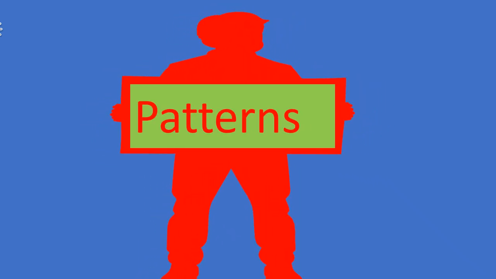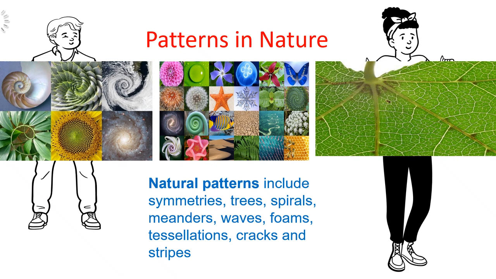In today's lesson, we are going to look at patterns. Patterns are found in nature, and of course, natural patterns include symmetries. We look at trees, spirals, meanders, waves, foams, tessellations, cracks, and stripes. So truly, nature is a good example of patterns.